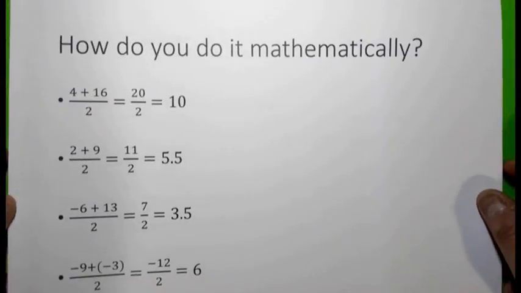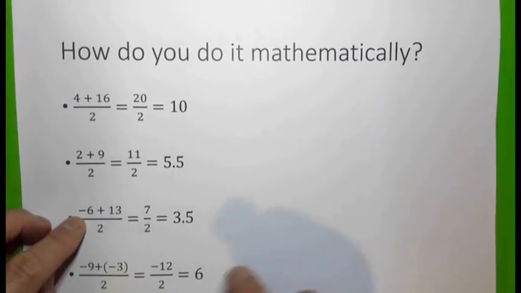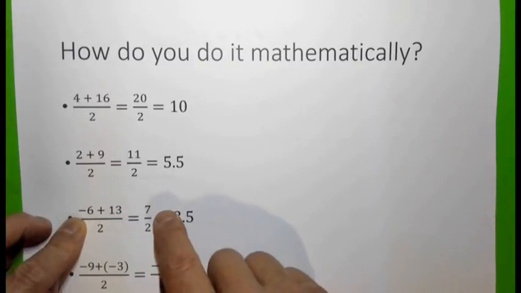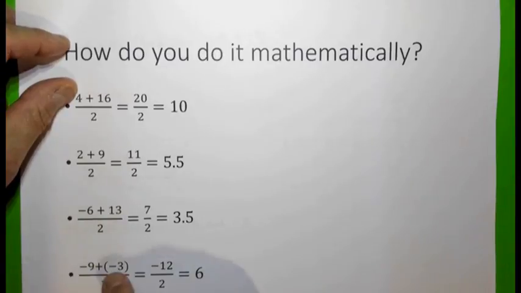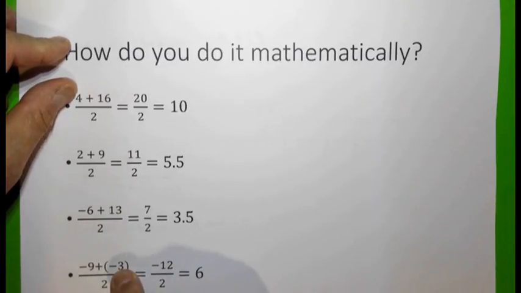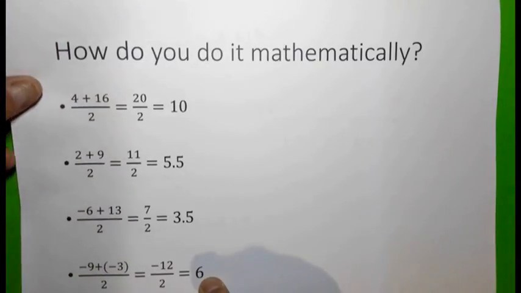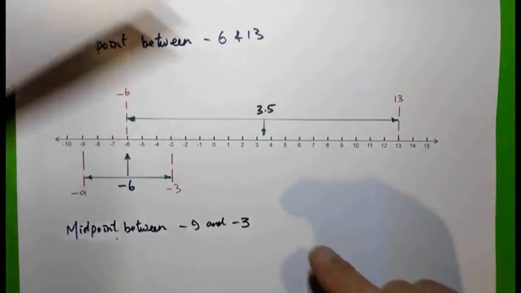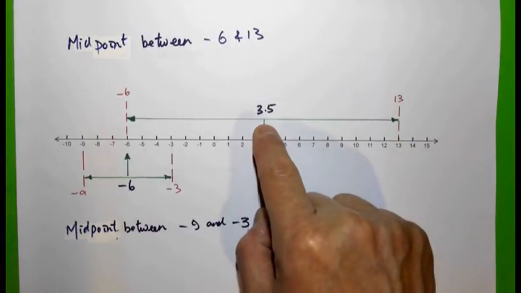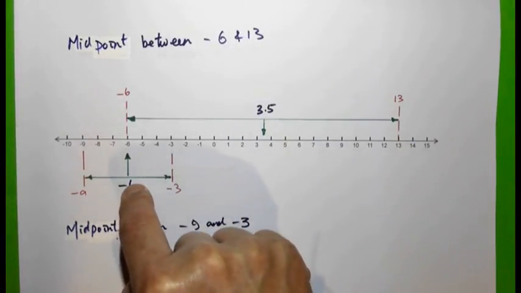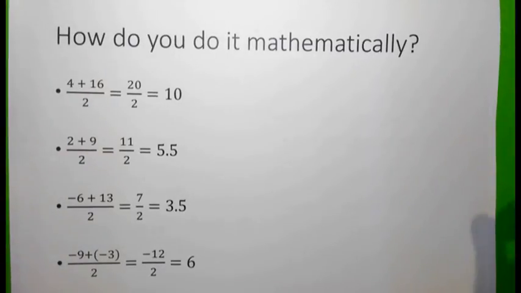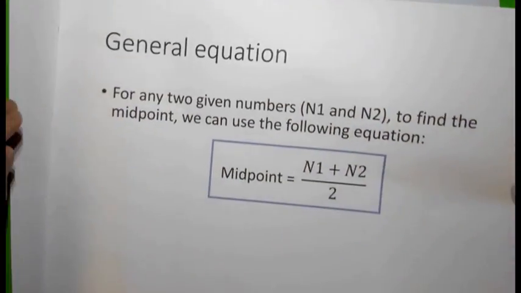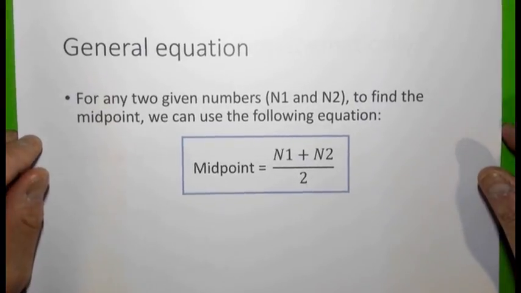What about negative numbers included? Minus 6 plus 13 is 7, divided by 2 is 3.5. Minus 9 plus minus 3, which is minus 12, divided by 2, gives us minus 6. So, let's have a look at the number line. That proves our point.